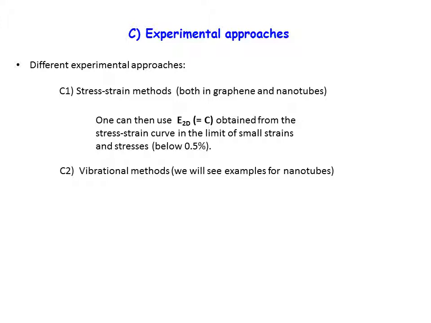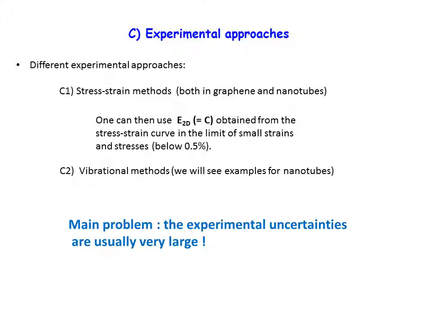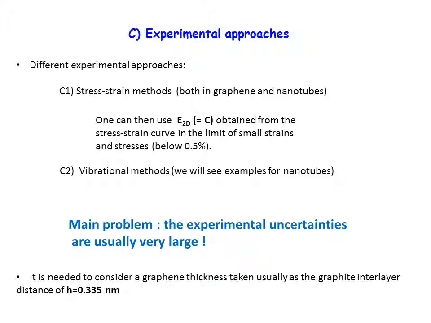In any case, the main problem of all these experiments is that the uncertainties are very, very large. So we will need some contributions from models to try to understand some trends. Finally, in all cases, we will need to consider which thickness we are going to take for the graphene foil. Usually this will be the standard value, 0.335 nanometers, if nothing else is said.